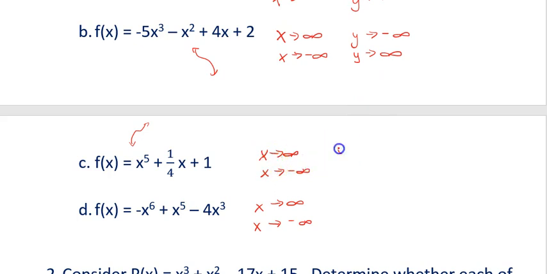So as x goes to infinity, y is going to infinity. And as x goes to negative infinity, y is going to negative infinity. For D, it's an even power, so it's a U shape, but the coefficient is negative, so it's going to be face down. So as x goes to infinity, y is going to negative infinity, and as x goes to negative infinity, y is also going to negative infinity.